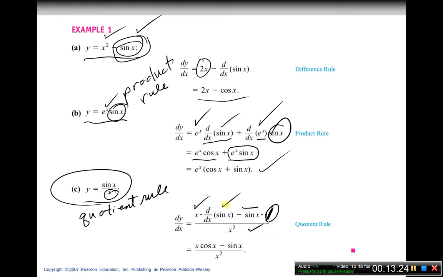So since the derivative of sine of x is cosine of x, we get x cosine of x, and the derivative of x, of course, was 1, and we have just simply minus sine of x here. So here is the complete answer.